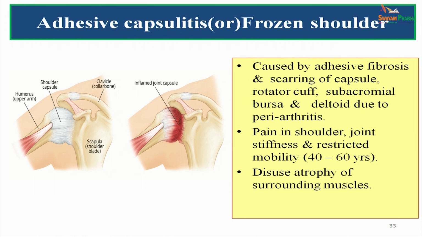Because of pain, the patient does not move the shoulder joint. So, there is restricted mobility as well, occurring in the age group between 40 to 60 years commonly. So, due to excessive pain in the shoulder and restricted mobility, there is disuse atrophy of the surrounding muscles in the shoulder region. So, that is the inflamed joint capsule.